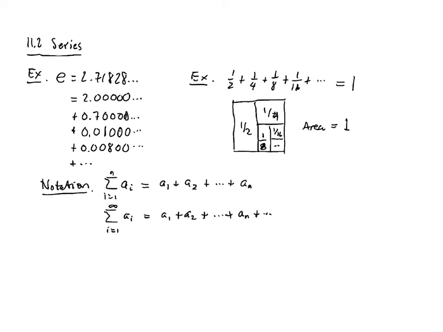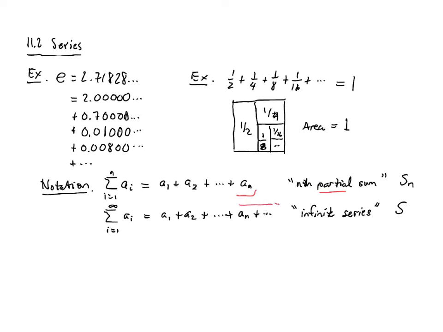The second sum is called the infinite series, and is sometimes denoted by S for series. The first sum is called the nth partial sum of the series, and sometimes we denote this by Sn. It's called the nth partial sum because we stop partway through the series, as opposed to the full series down here, where we keep on going.